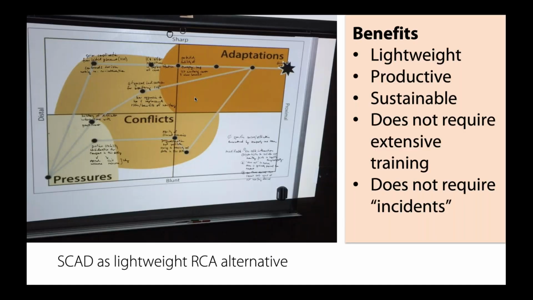So again, why we started with this for retrospective is it's lightweight. We found it to be productive in a number of different settings, and it's sustainable. There are a couple of organizations right now that are using this without us. In fact, one of them in St. Louis started this without us, got a little bit of advice along the way, and is now doing this without us. And it doesn't require extensive training.